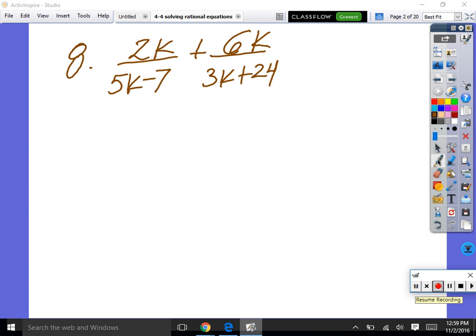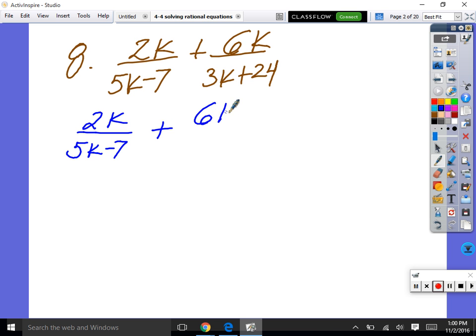So, addition, you have to have a common denominator. Now we want to factor out our denominators if possible. So we have 2k over, that doesn't factor, so 5k minus 7, plus 6k over 3k plus 7. Okay, so then you would figure out what your least common denominator is.